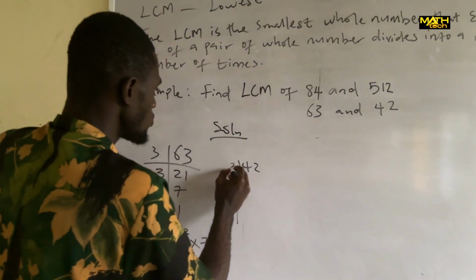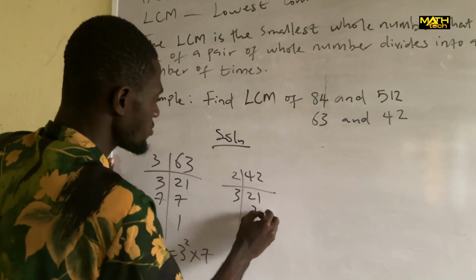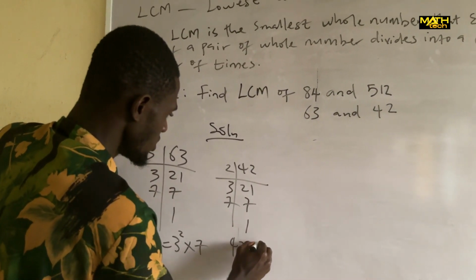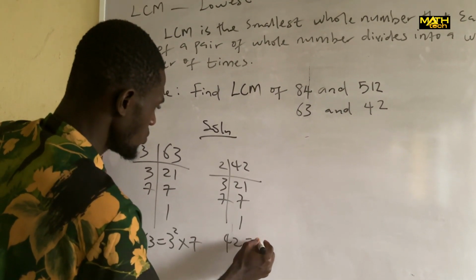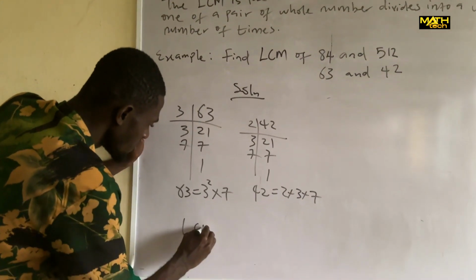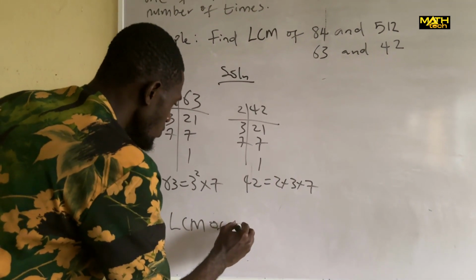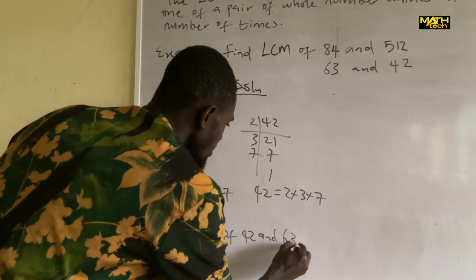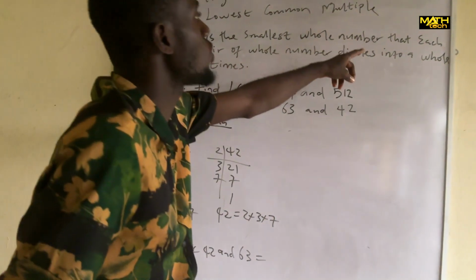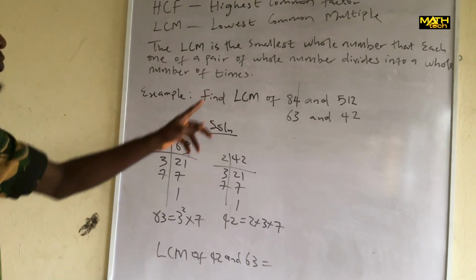we'll be having 2 first. This into this will give us 21. 3 here we have 7, and 7 here we have 1. So 42 is equal to what? 42 is equal to 2 times 3 times 7. So now what is the LCM of 42 and 63? The LCM is the smallest whole number that each one of a pair of whole numbers divides into a whole number of times.